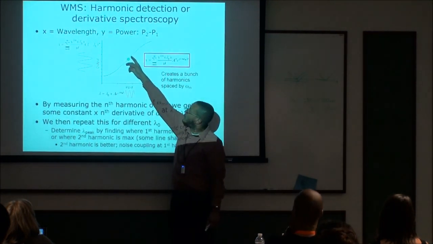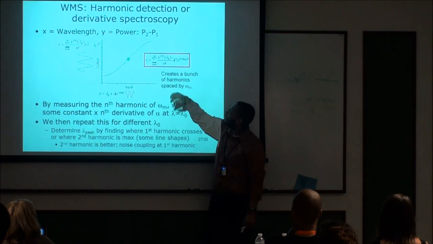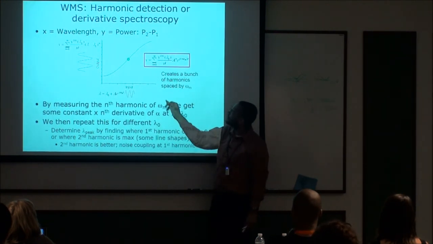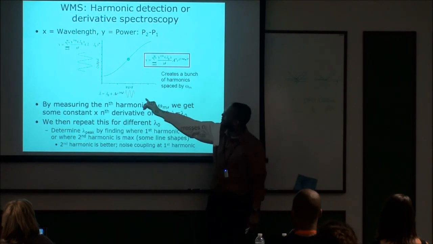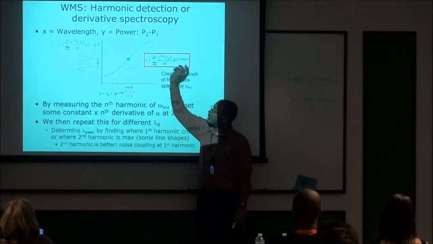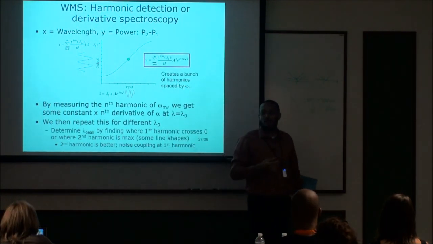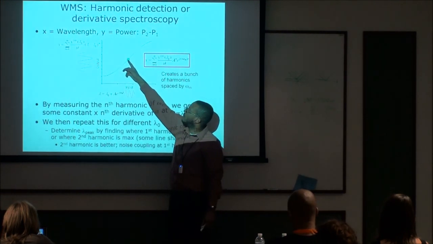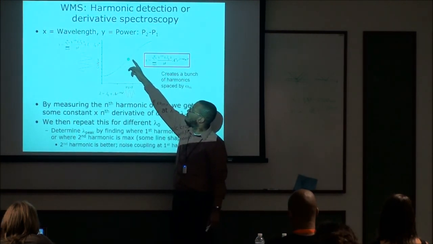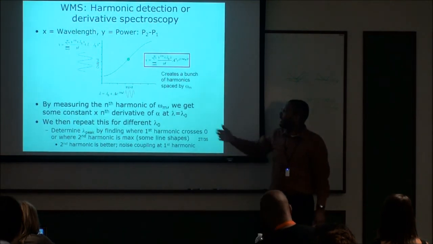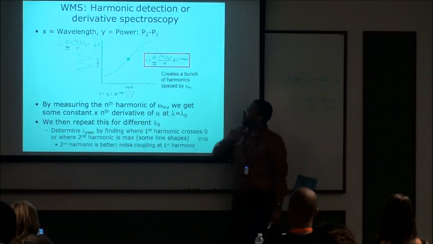If this function is quadratic, then I'll get the output at double the frequency. So I create harmonics at different frequencies, multiples of the frequency that I'm driving it with, and those harmonics will tell me information about the derivative of the curve that I'm measuring. So I can figure out not only the value of the curve and its slope, but all the derivatives by looking at the frequency spectrum and looking at what the signal is at these harmonics.